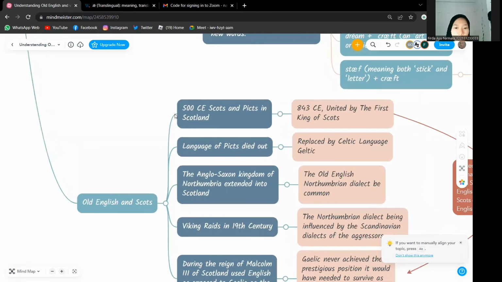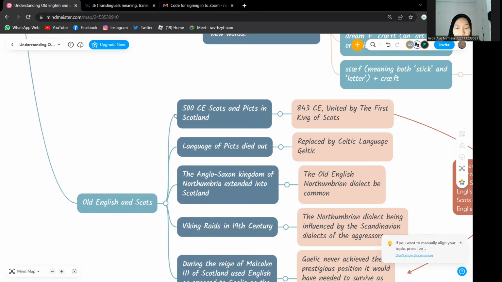In 500 Common Era, Scots and Picts were present in Scotland. Then in 848 Common Era, both of those dominions were united by the first king of Scots, Kenneth MacAlpin. As the language of the Picts died out, it was replaced by the Celtic language.